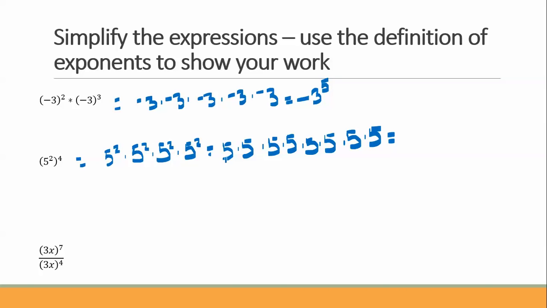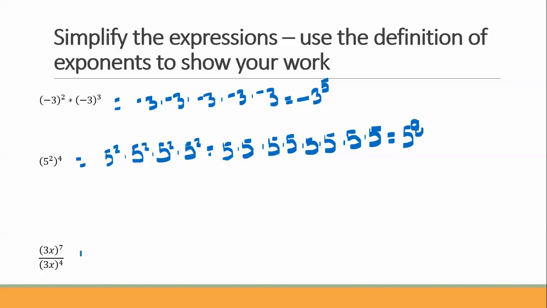So that gives us 1, 2, 3, 4, 5, 6, 7, 8, 5 times itself 8 times, so 5 to the 8th, which is 2 times 4.